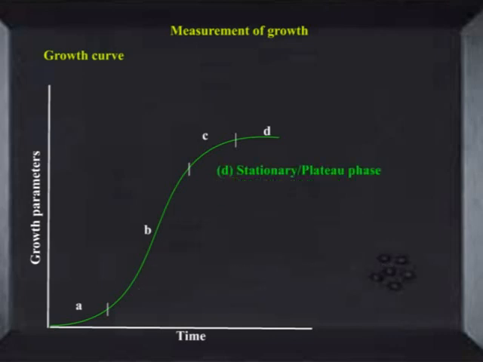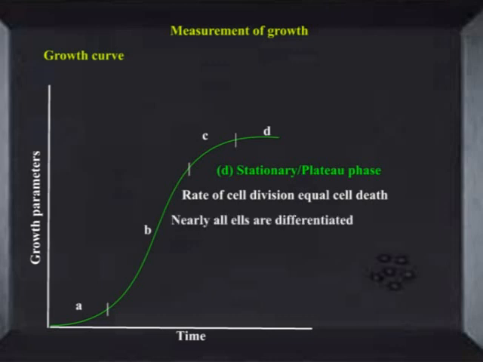Phase D, which is called the plateau or the stationary phase, marks the period where overall growth has ceased and the parameters under consideration remain constant. This is due to the fact that the rate of cell division equals the rate of cell death, and that nearly all the cells and tissues are fully differentiated, and therefore there is no further increase in the number of cells. The nature of the curve during this phase may vary depending on the nature of the parameter, the species, and the internal factors.